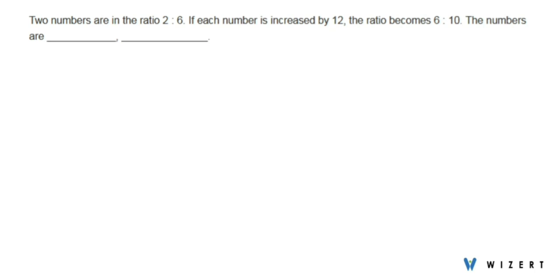Two numbers are in the ratio 2/6. If each number is increased by 12, then the ratio becomes 6/10. Then the numbers are what we have to find out. So first of all, we'll assume that the numbers we have to find out are x and y.